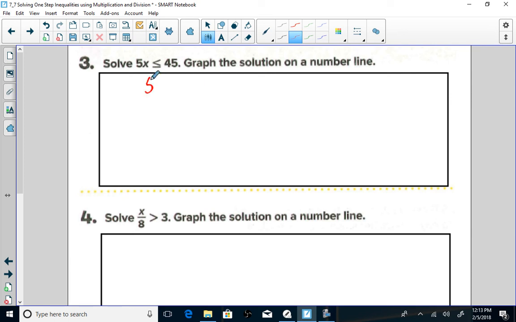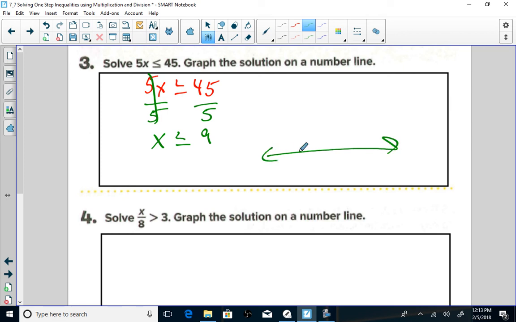I'm going to recopy 5x less than or equal to 45. We see multiplication, and the opposite of multiplication, or the inverse, is division. So I'm going to divide by 5 on both sides of the inequality symbol. 5 in the numerator cancels 5 in the denominator. I'm left with 1x is less than or equal to 9. For the graph, locate 0. 9 is to the right of 0 on the number line. It's a closed circle at 9. Solutions are going to go to the left.